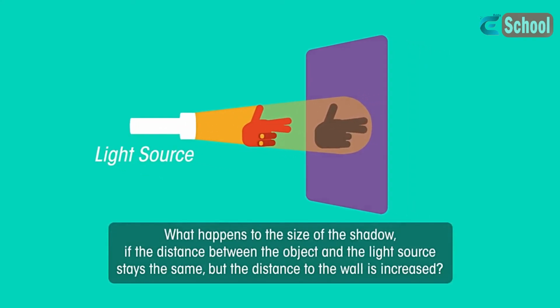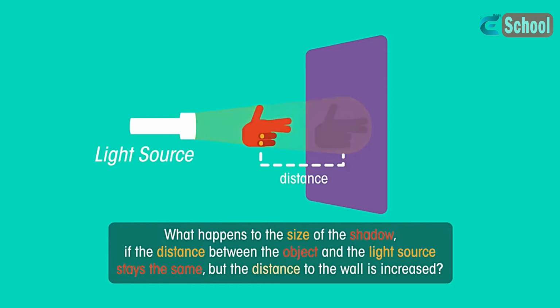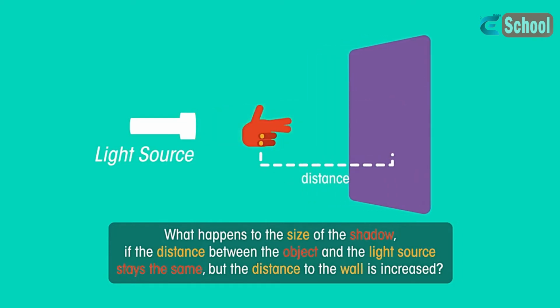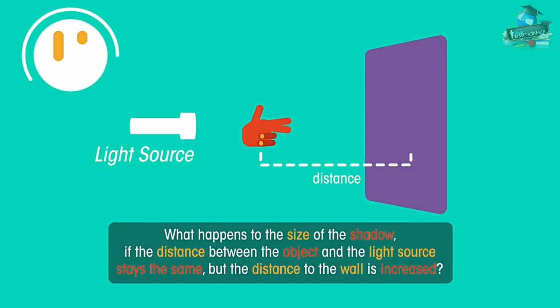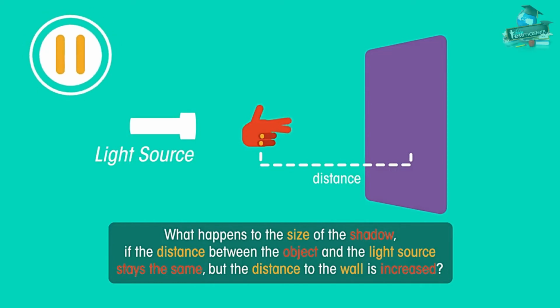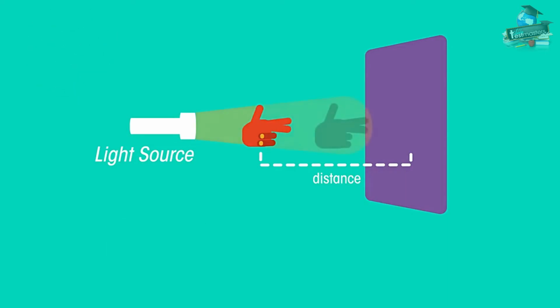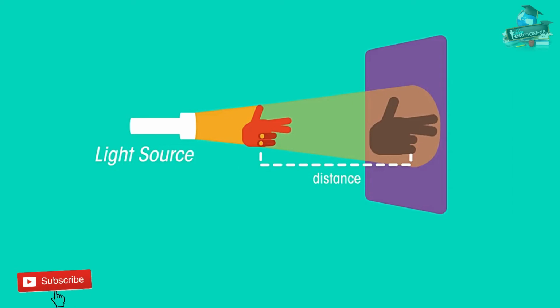What do you think happens to the size of the shadow if the distance between the object and the light source stays the same, but the distance to the wall is increased? Pause the video and have a think. The size of the shadow, so both the umbra and penumbra, increases.